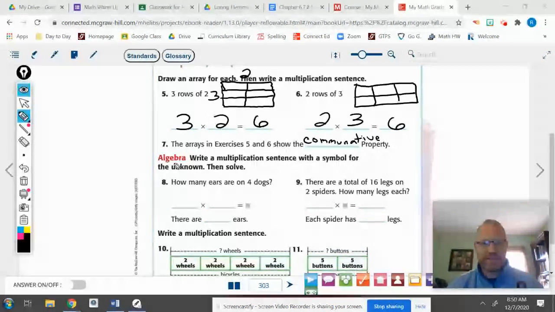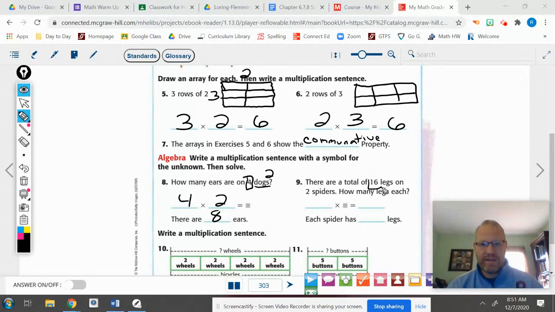Write a multiplication sentence with a symbol for the unknown, then solve. How many ears are on 4 dogs? Well, you know that dogs have 2 ears, so 4 groups of 2 ears. And then that means there are 8 ears.